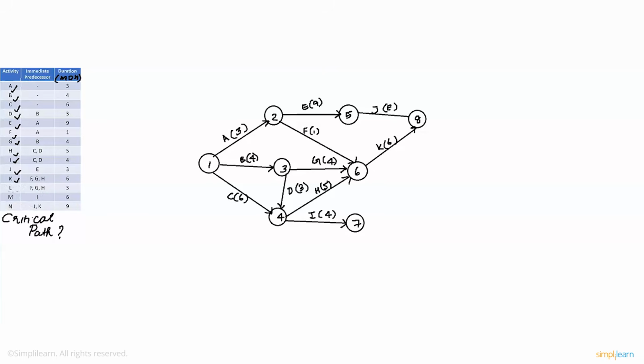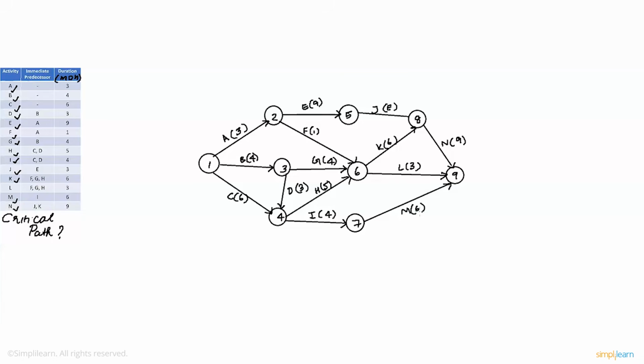Now for L. Now L is preceded by F, G, H, but it is not an immediate predecessor for any other item, which means that it connects to the final node right here. That would be node 9. L, which duration is 3. So now we have M and N left. M is preceded by I, so let's draw that. And N is preceded by J and K. So this N is 9, and M is 6. So now the network is complete.